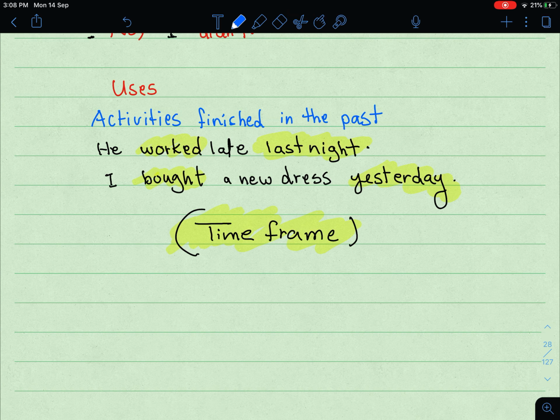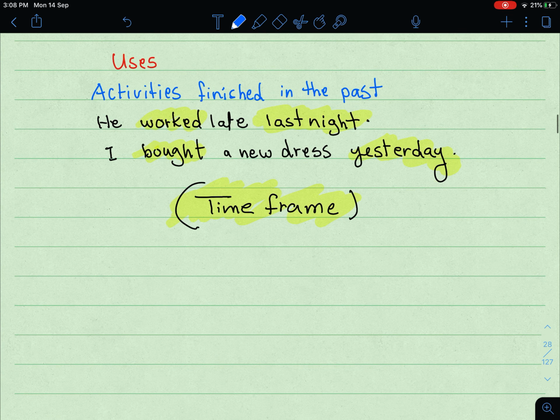So worked late last night happened in the past and finished in the past. انتهى في الماضي والtime frame اللي هي last night. I bought a new dress yesterday. I bought happened in the past and finished and the time frame is yesterday. Okay, so be careful when you talk about any activities that you did yesterday, last week, last month, last year. You use the simple past.